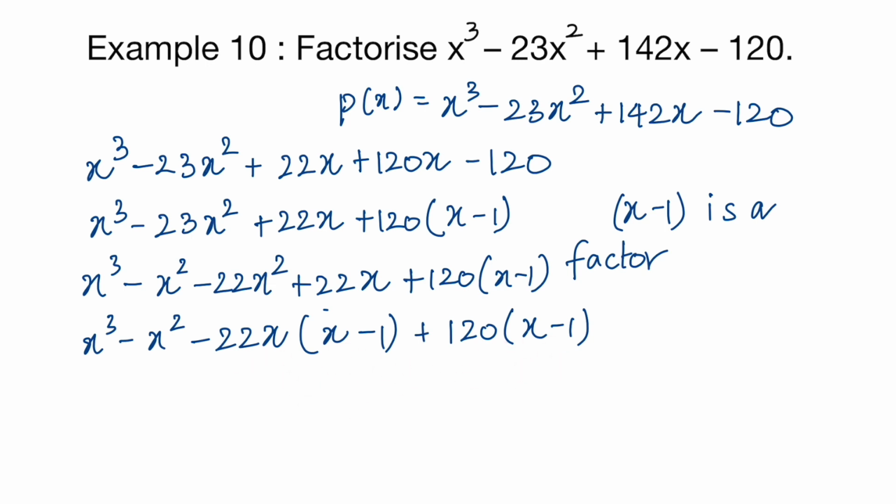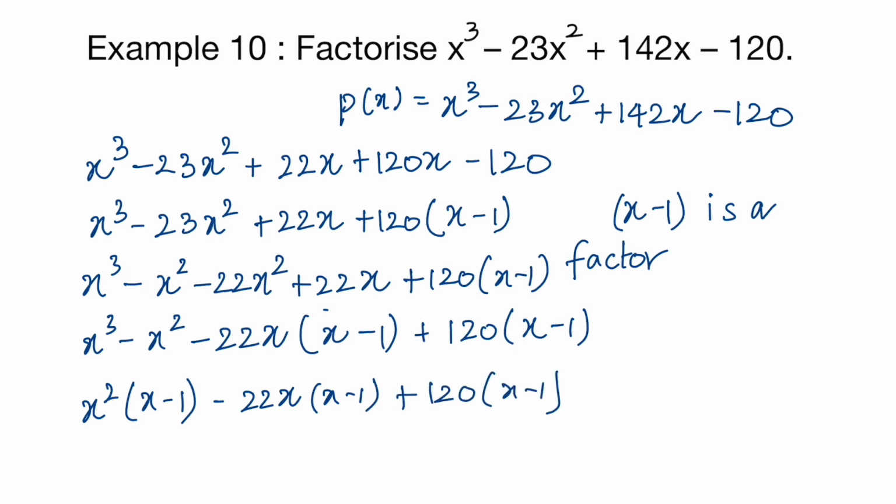So we have x minus 1 here and x minus 1 here, and we are left with the other two terms, x cube and x squared. And if we simply take x squared out of it, that is when x squared would become 1, right? So if you take x squared as common, it would become x minus 1, and the rest that we have is 22x into x minus 1 plus 120 into x minus 1. Okay, now all three terms of this polynomial have x minus 1 as their common factor. So you can take that common factor out. So that will leave you with x square minus 22x plus 120.